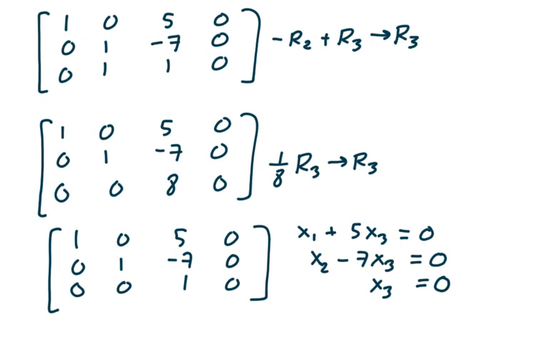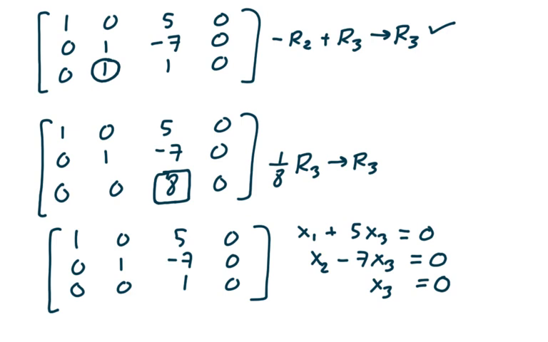And so I want to use row 2 to turn this entry into a 0. And I'm going to do that by taking negative row 2, add it to row 3, put the result back into row 3. And so on the next matrix, I get 1, 0, 5, 0, 0, 1, negative 7, 0, 0, 0, 8, 0. And I want to turn this entry here into a leading 1. And when I do, I get the matrix 1, 0, 5, 0, 0, 1, negative 7, 0, 0, 0, 1, 0. And now we're in row echelon form, so this is good.